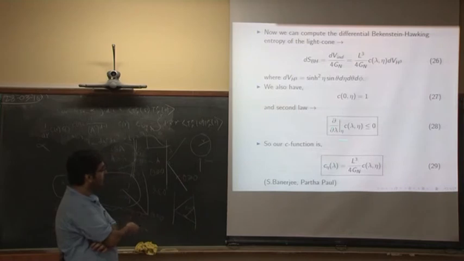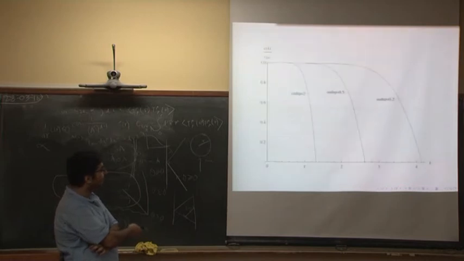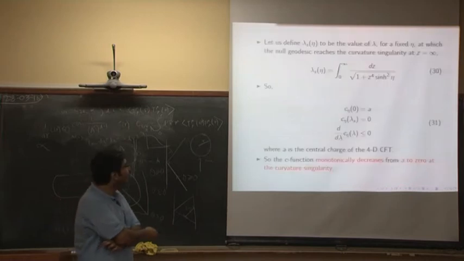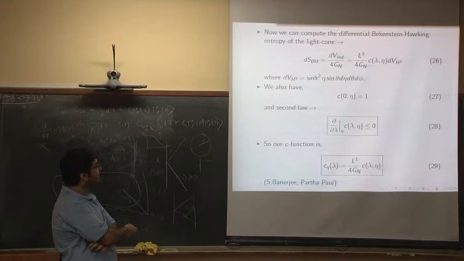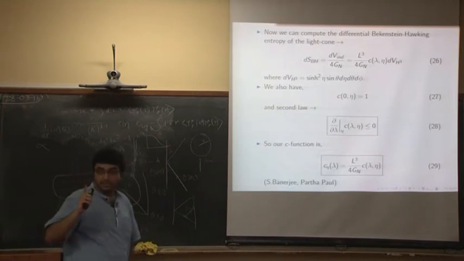And the statement of the second law, well, I call it the second law, I plot it. The statement of the second law is that del lambda at fixed eta acting on this is less than or equal to 0. So this is a monotonically decreasing function. But in this case, it doesn't go to a constant at the horizon.